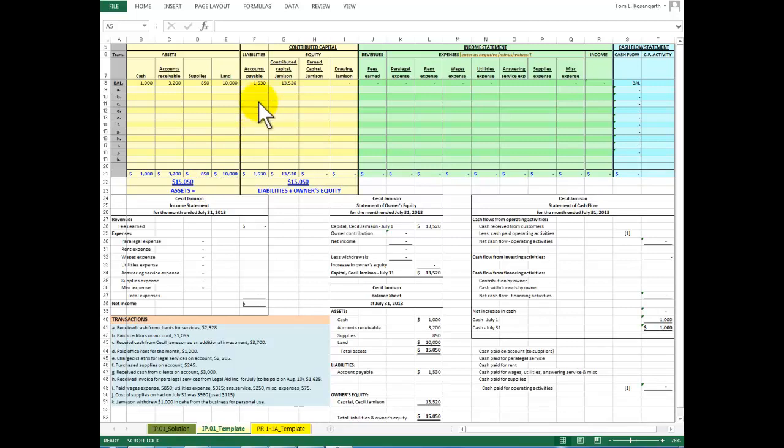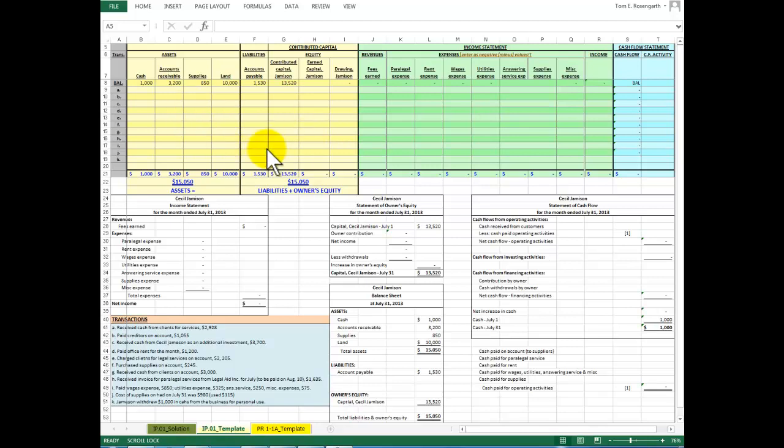The balance sheet also reports $1,530 of accounts payable, a liability, and it reports that Cecil Jameson has contributed $13,520 to his business. So the liabilities of $1,530 plus $13,520 of contributed capital total the $15,050 liabilities plus owner's equity. This particular spreadsheet has three areas to it.